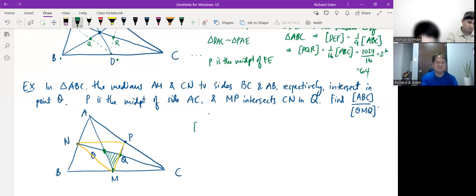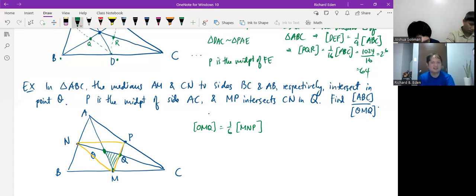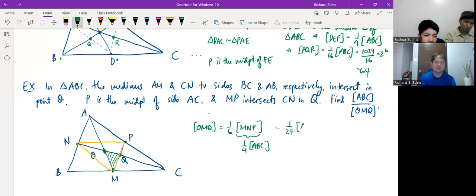Okay. So OMQ is 1/6 of triangle MNP, right? That's what you're saying. Yes. But then relative to ABC, MNP is what? Relative to ABC, MNP is 1/4 of it. It's the middle triangle. So this makes it 1/24 of ABC. Nice. All right.